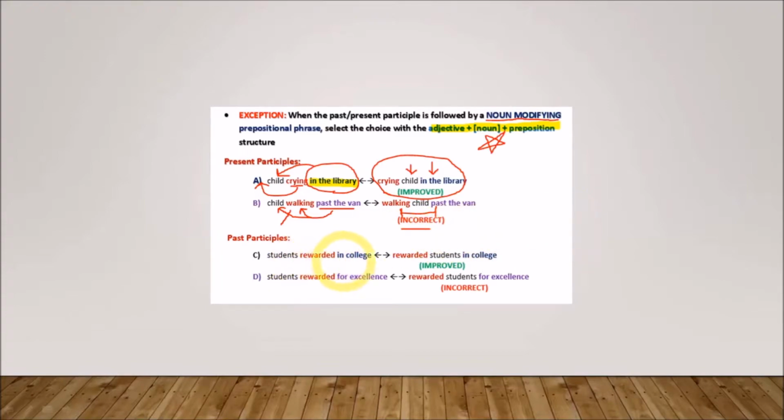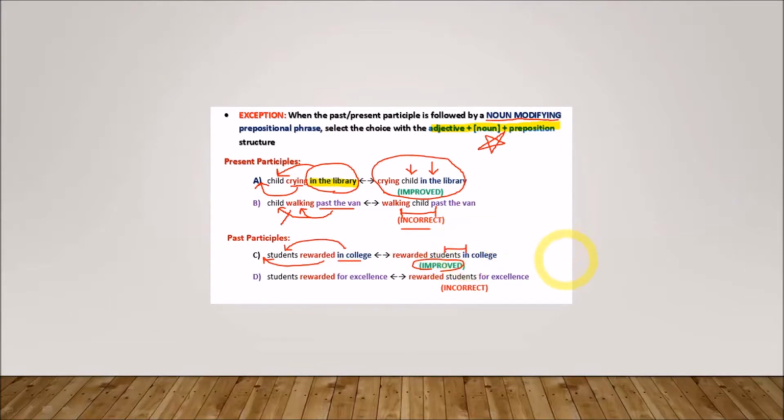Now let's consider an example for past participles, but the same rules apply. Students rewarded in college contains a noun modifying prepositional phrase, in college, which modifies the noun students. Therefore, moving the participle before the noun works well. In the adjusted clause, rewarded students in college, students is closer to the prepositional phrase that modifies it, namely, in college.